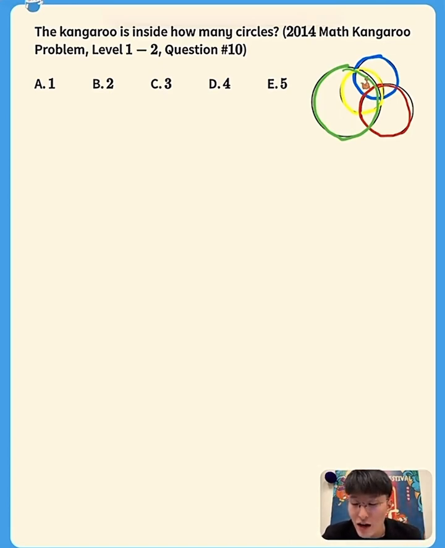What about the green circle? Let's look at the green circle. Is a kangaroo in the green circle? Yes, it is on the green circle. So that means it's 3, okay? But what about the red circle? Let's look at the red circle.